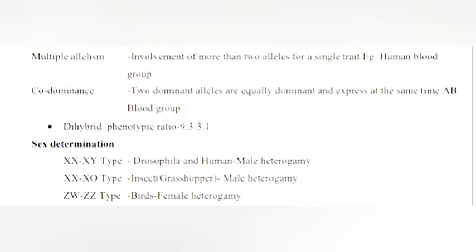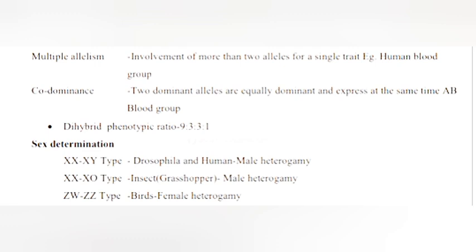Multiple allelism: the involvement of more than two alleles for a single trait. Example, human blood group. Codominance: two dominant alleles are equally dominant and express at the same time, AB blood group. Dihybrid phenotypic ratio 9:3:3:1.